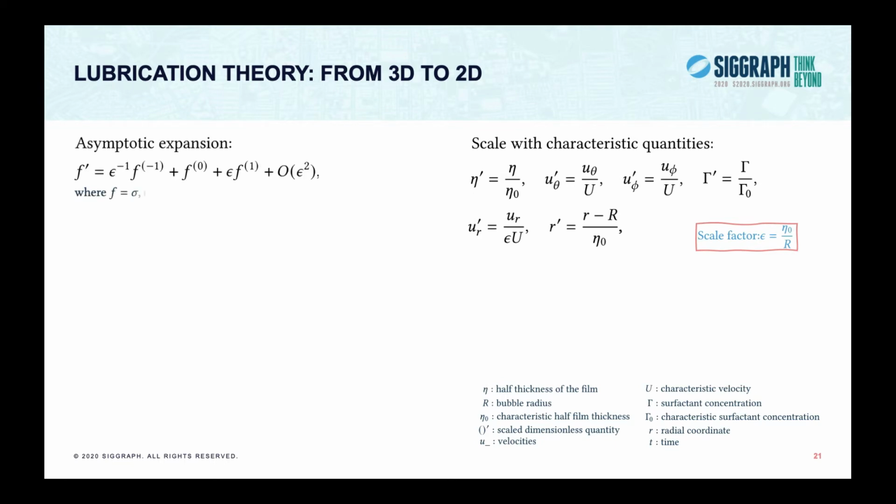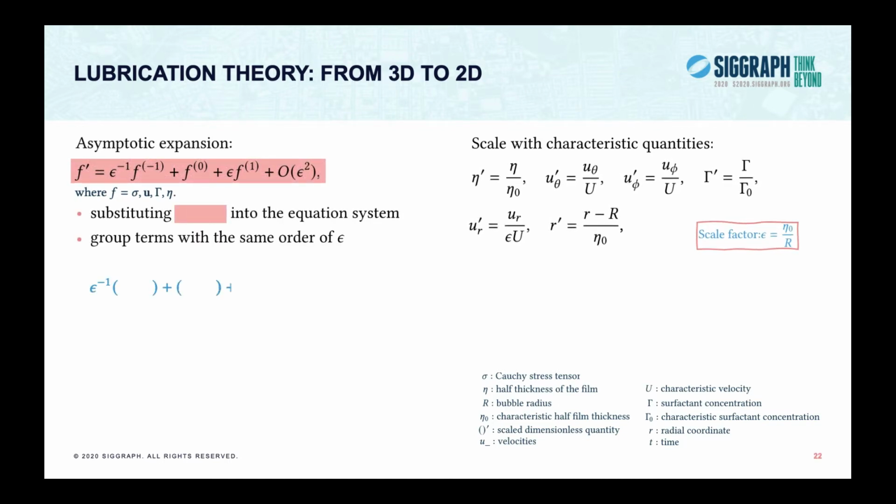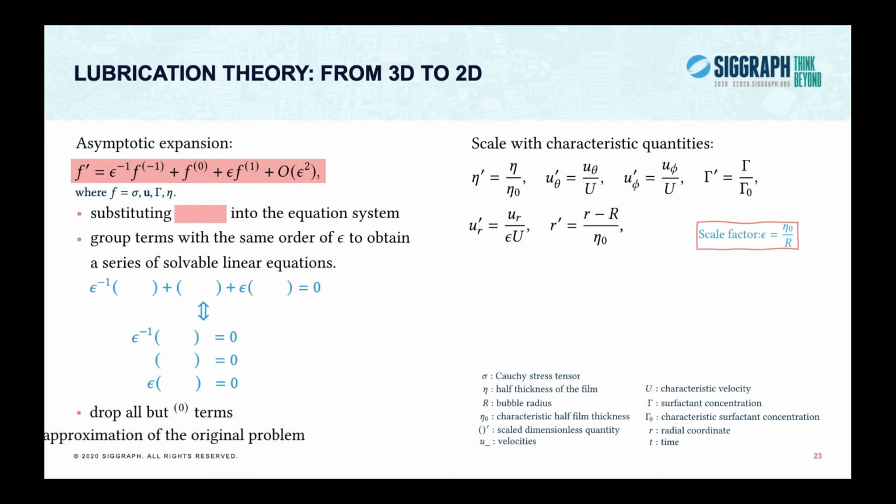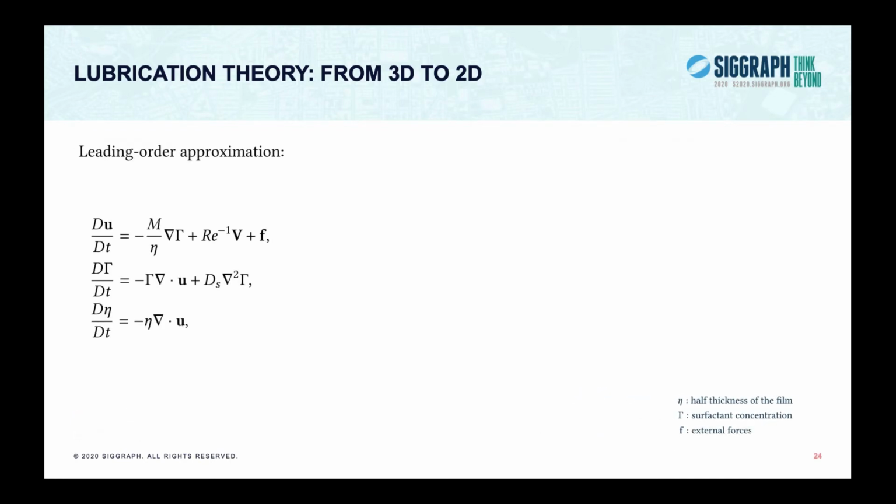Next, we expand the variables asymptotically with a power series. Substitute the expansion into the equation system, then group terms with the same order of epsilon together to obtain a series of solvable linear equations. Finally, we keep the order 0 components and arrive at an approximation of the original problem. In the leading order approximation, we encounter some new dimensionless numbers resulting from the simplification process. The Marangoni number acts as a spring constant, which describes the rate of surface tension changes to the changes of soap concentration, and the Reynolds number is a measure of viscosity.